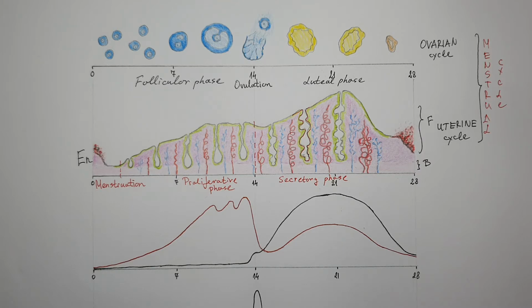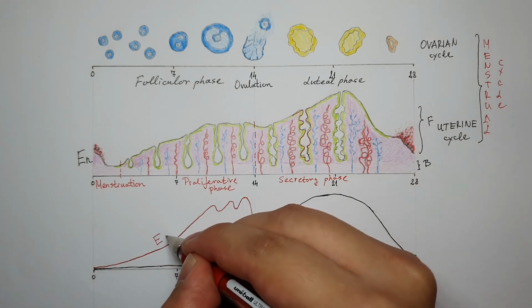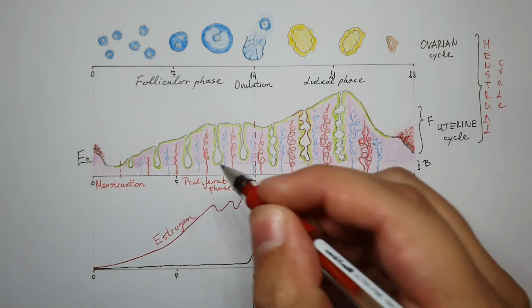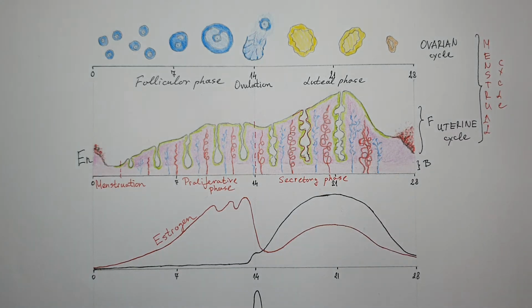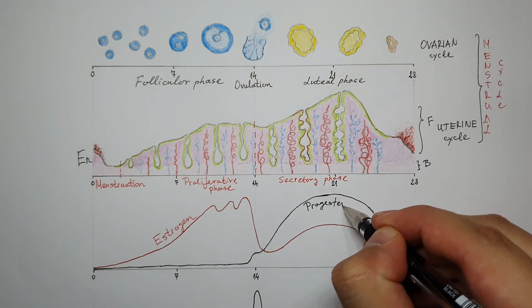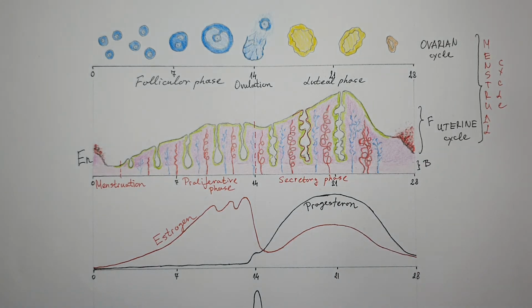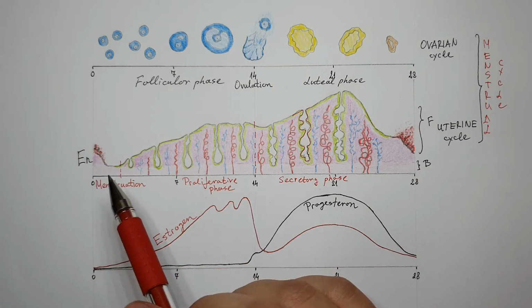So here we have two hormones and their concentrations throughout the menstrual cycle. So the red hormone is actually estrogen, and the black hormone is progesterone. So at the beginning of the cycle, the first day of the bleeding.